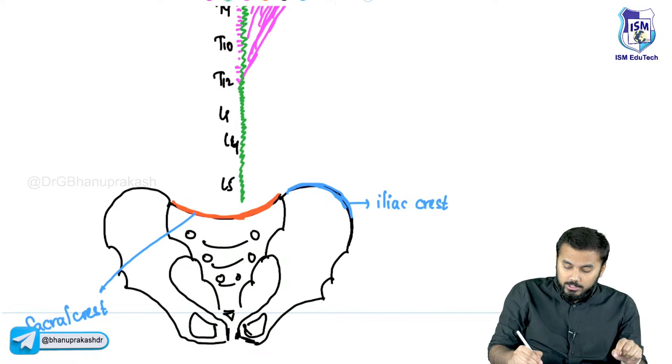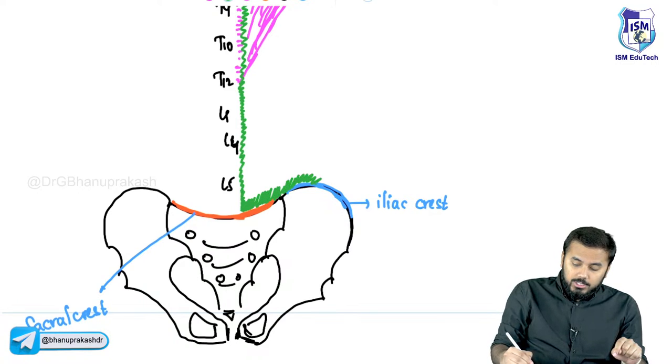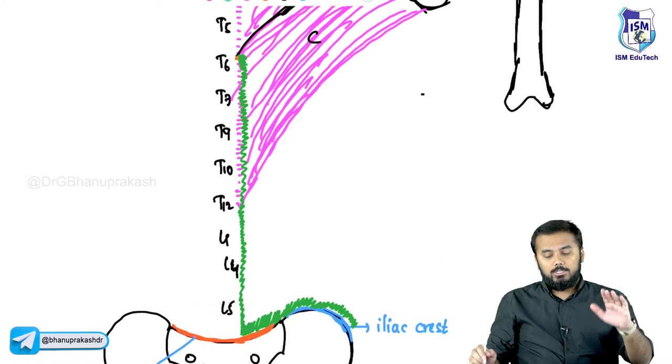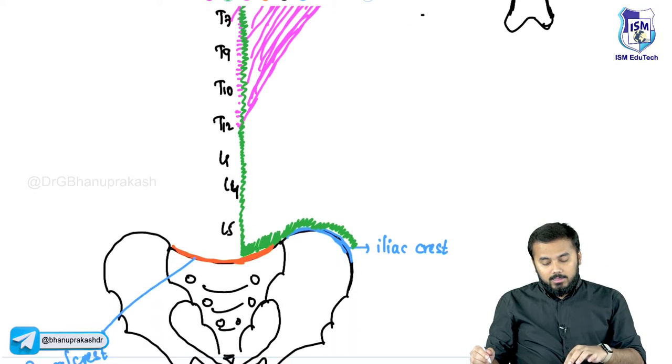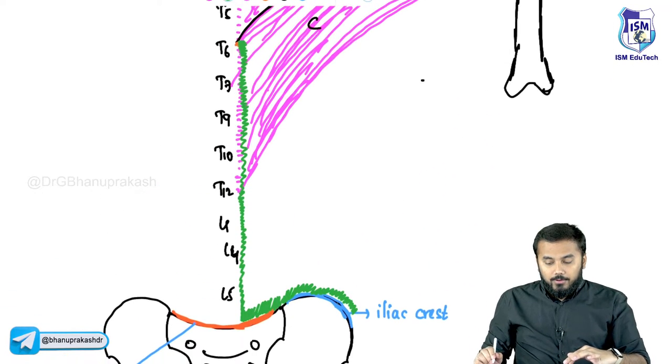Yes, it is also originating from the sacral crest. Very good. It is also originating from the iliac crest. Okay, I hope you understood the origin: from T6 till T12, from L1 till L5, then sacral crest, then iliac crest. I will write these things down. Don't worry.